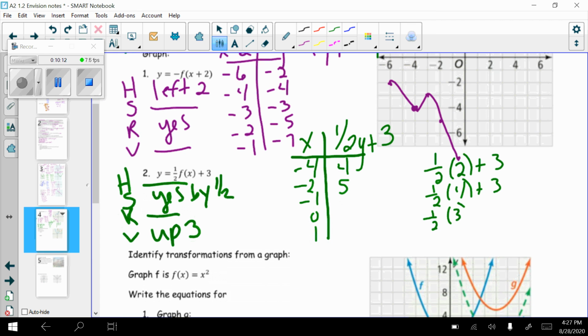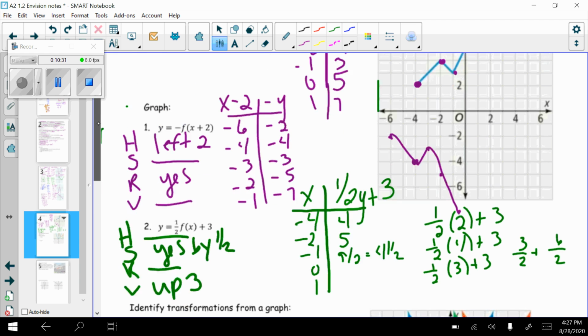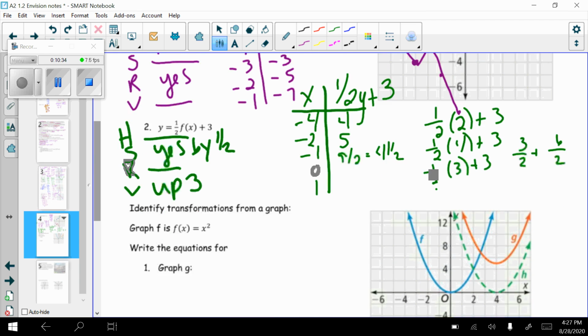The next y value that we started out with was 3. So 1/2 times 3 plus 3. So I've got 3/2 plus 3. I'm going to go ahead and make that 6/2. So then I have 9/2, or that would be 4.5. The next y value that we started out with was 5. So 1/2 times 5 plus 3. So I have 5/2 plus 6/2. So I get 11/2, which is 5.5.